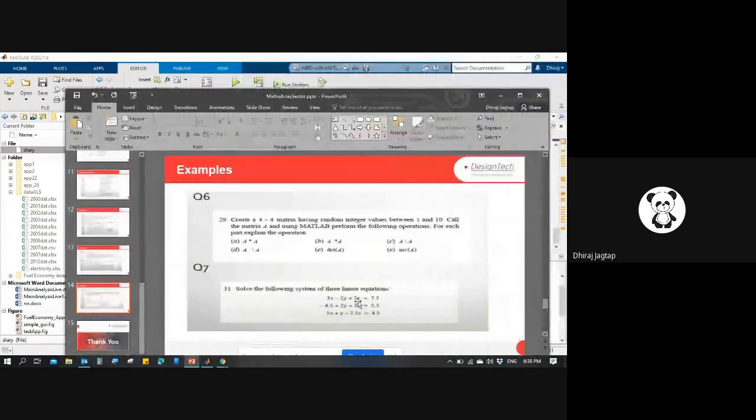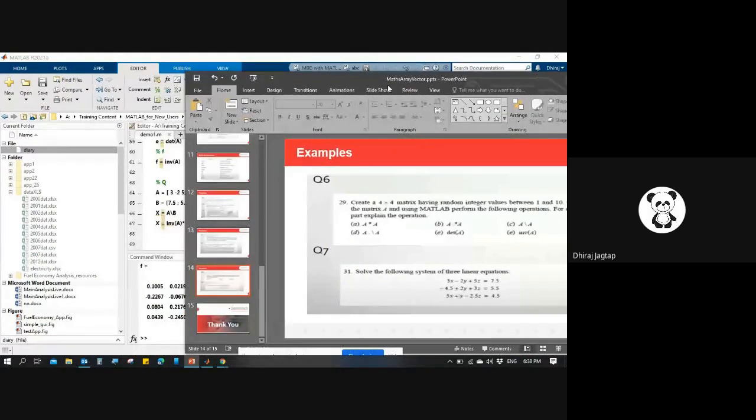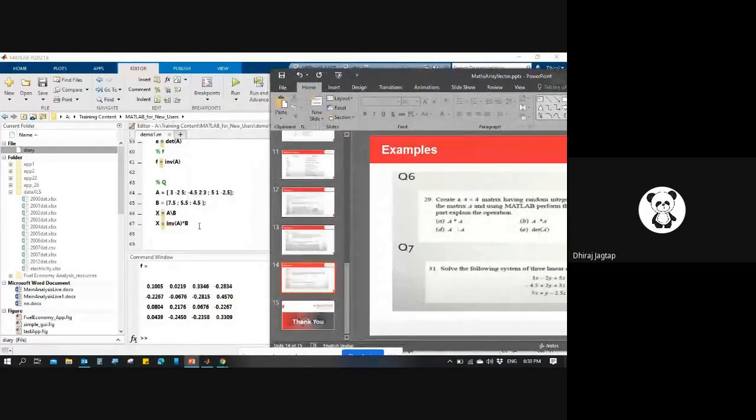So what are the linear equations that we have? 3x minus 2y plus 5z is equal to 7.5. Okay, and also these are the two equations that we can solve. So first, it says that A is equal to 3, minus 2, 5. Okay, and then again create this 5 and 2 minus 5, and it says the inverse of A into B.